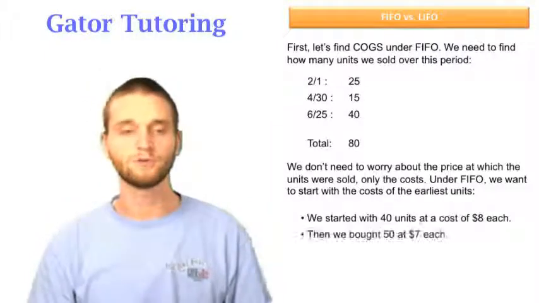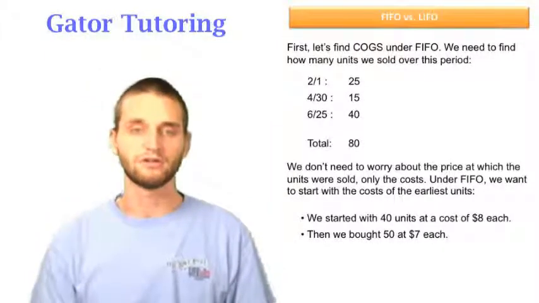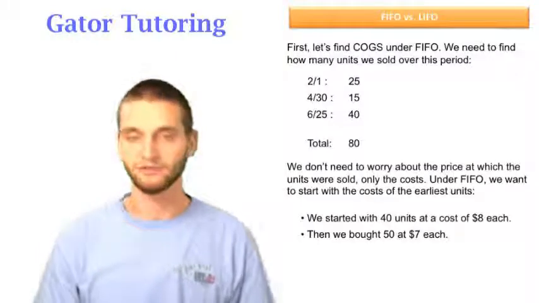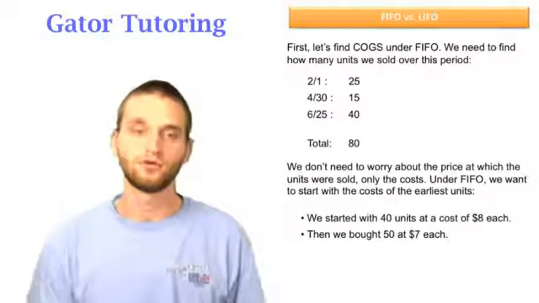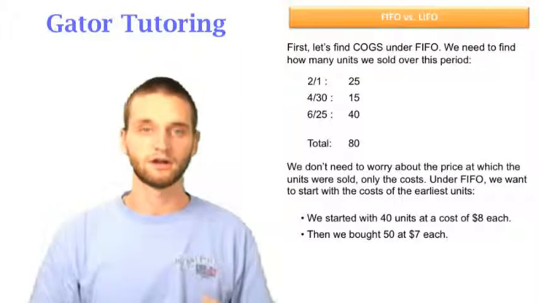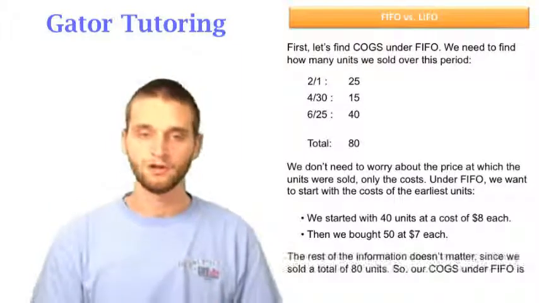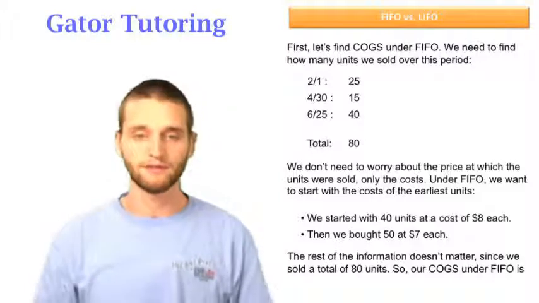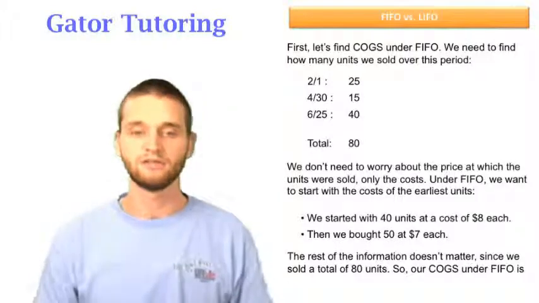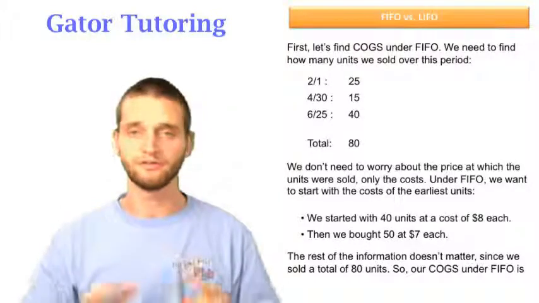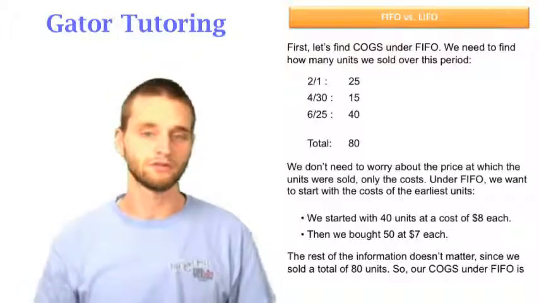And so moving forward, we see we then bought 50 units and we paid $7 each for them to our suppliers. And so the next 40 units of our 80, we're going to attribute a cost of $7 each to those 40. So the rest of the information that the problem gives us doesn't matter for this part, since we sold a total of 80 units. So we've accounted for the cost of all 80 of those units.